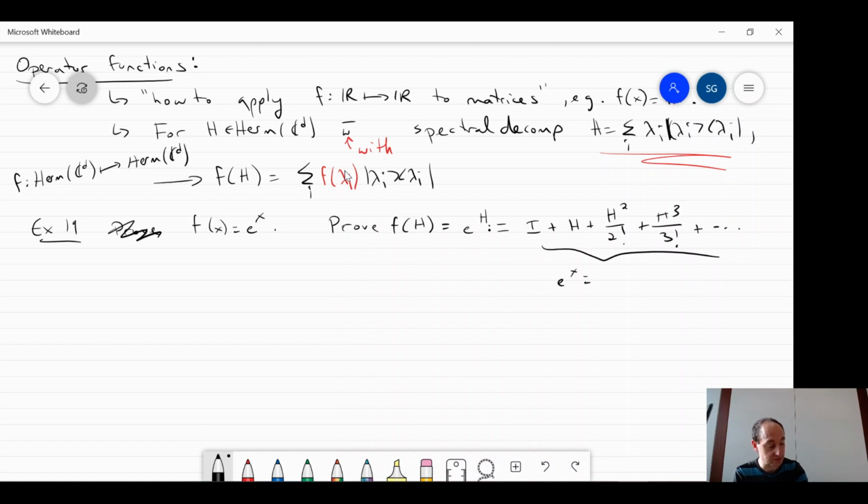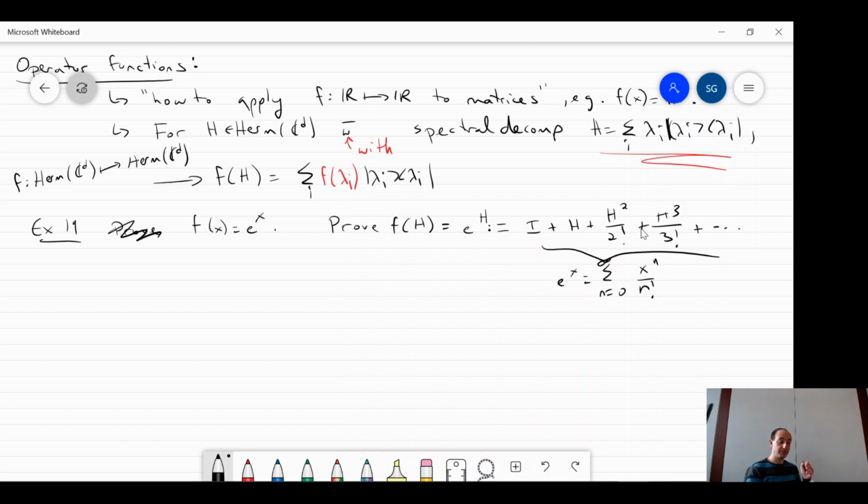Because e to the x equals the sum over n equals 0 up to infinity of x to the n over n factorial, okay? Go ahead and prove that, if you use this definition in terms of applying the function to the eigenvalues, then when you compute f of h, you really will get this Taylor expansion in terms of the matrix. But again, this is review material, so I don't want to say more. That's exercise 19 in the notes.